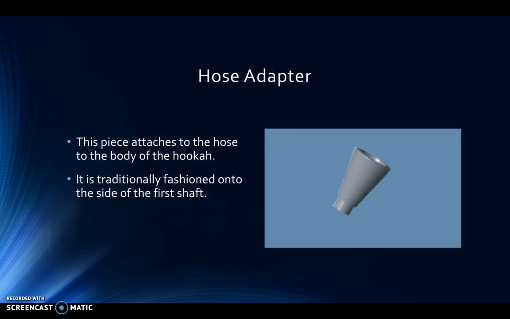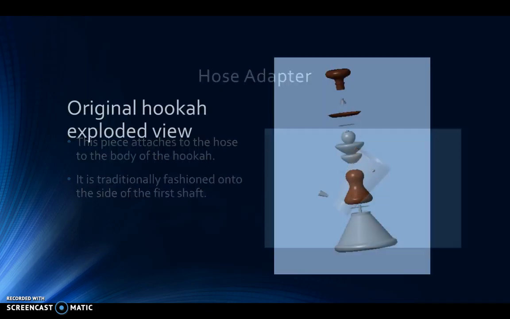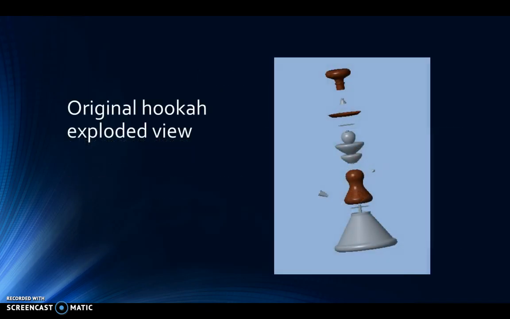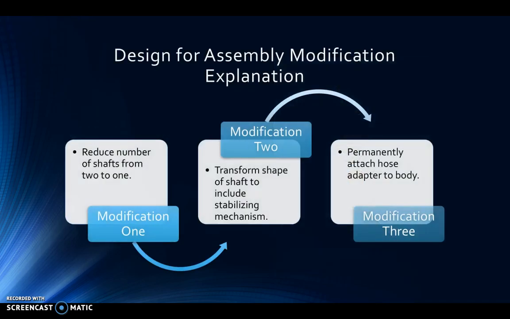Hose adapter. This piece attaches the hose to the body of the hookah. It is traditionally fashioned onto the side of the first shaft. On this slide, you can see an exploded view of our hookah. Each part is presented separately.